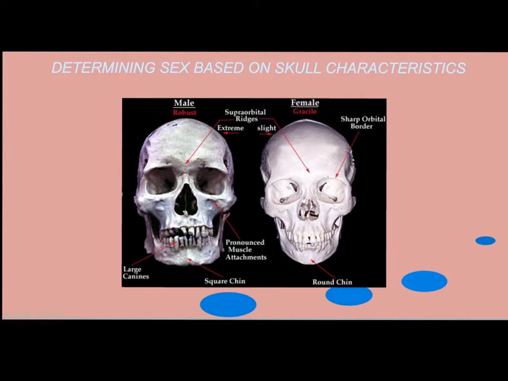Now when we determine sex of an individual, here we have a male versus a female. One of the first things we want to notice is the squareness right here of the jaw, and that's very characteristic of a male versus a female that has a more rounded jaw area. The cheekbones here are going to be a little bit more pronounced for larger muscle attachments than we would find on the female. We would also have a more robust appearance of a skeleton or a skull on a male versus a female. It's going to be a much softer appearance.